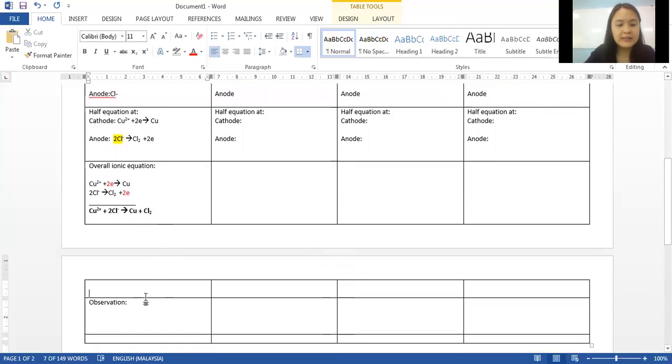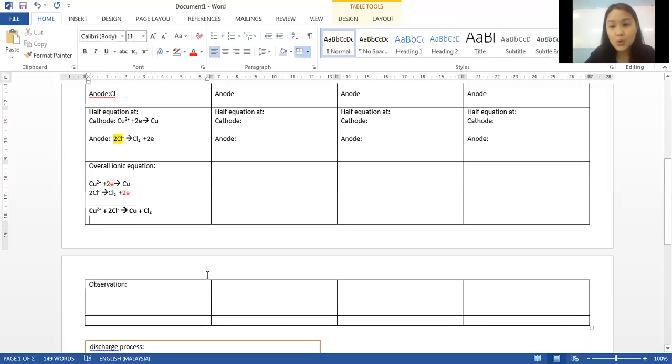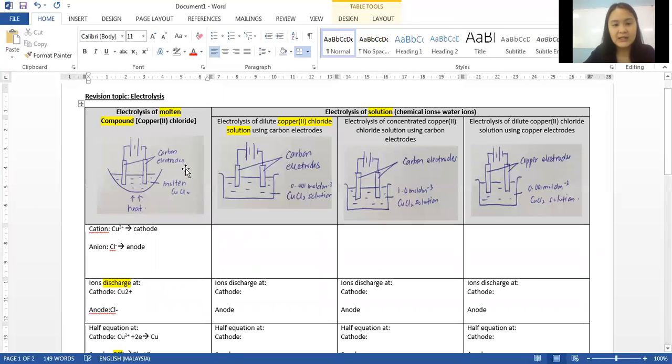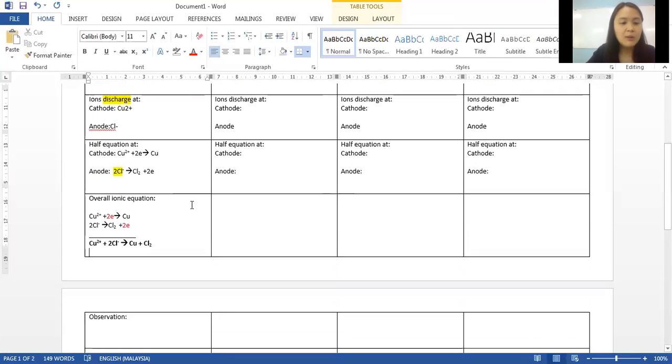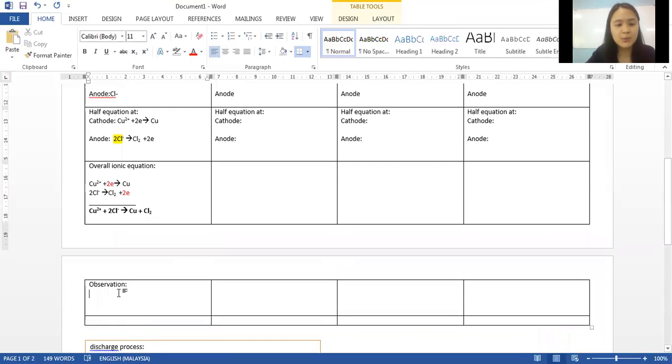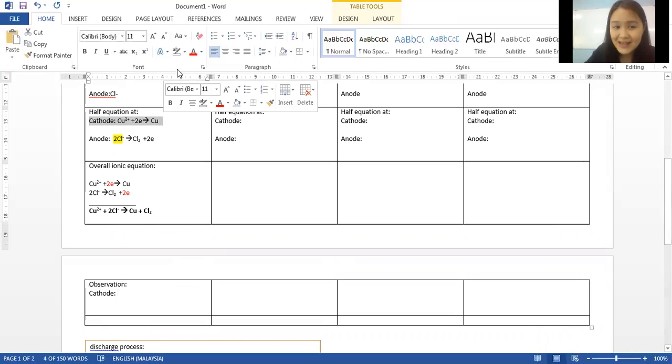Right, now the last bit for us to discuss would be what could be the possible observations for this particular electrolysis setup. Normally when you run electrolysis, you will have a minimum of 2 observations, one at cathode, one at anode, and sometimes your solution might give you some observation as well. So let's look at what do I see at cathode. Now, for you to do your observation, you always have to ask yourself, what has happened at anode and cathode?